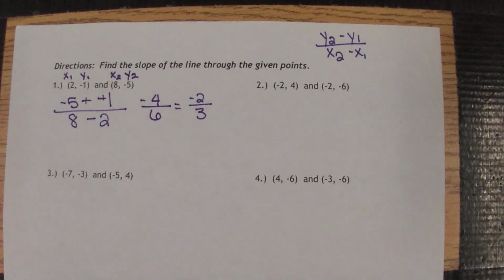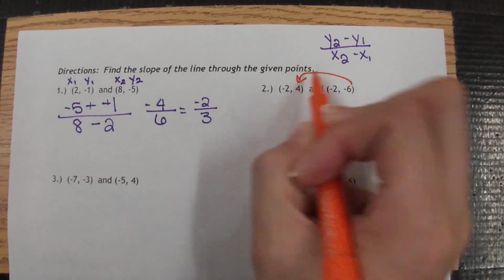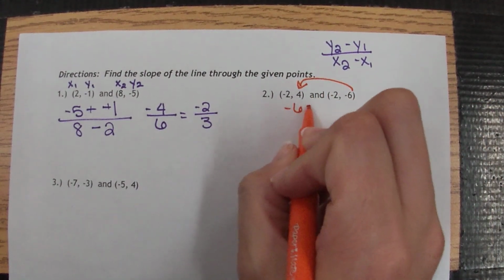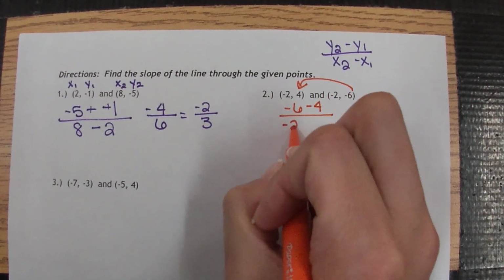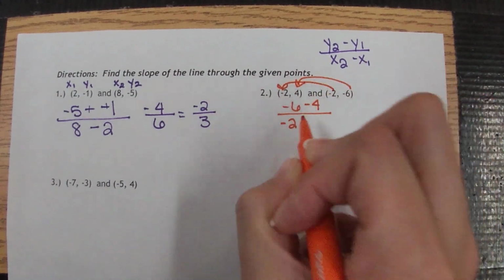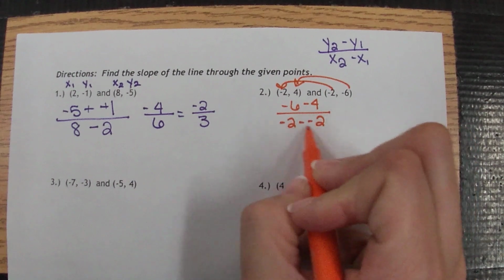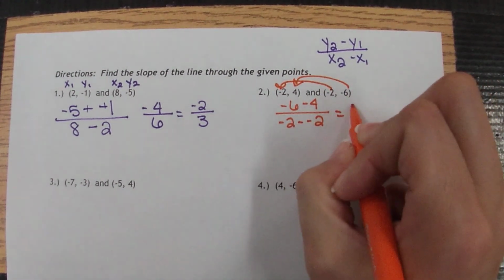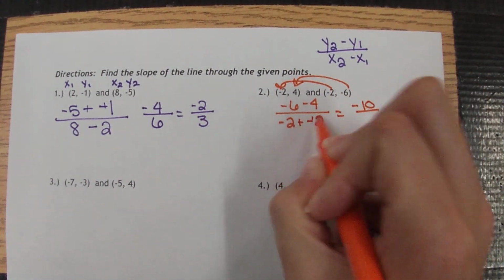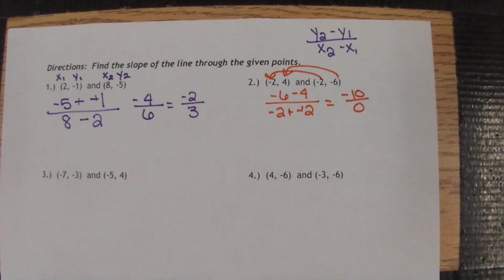Number 2, same thing. I'm doing that same formula, so I'm doing my y2 minus y1, and my x2 minus x1. So this is my subtraction from the formula. That's my negative for my number. So I will get negative 10 over 0.